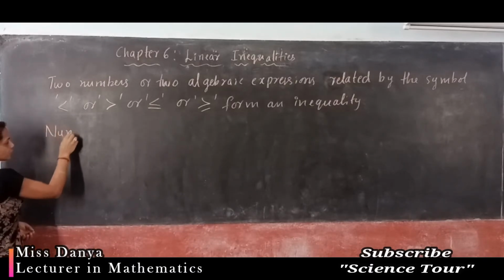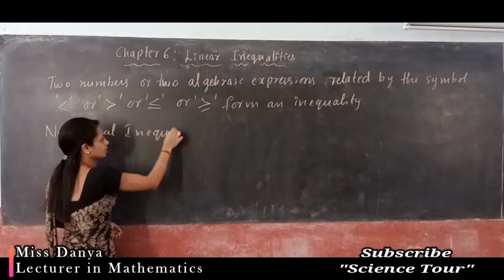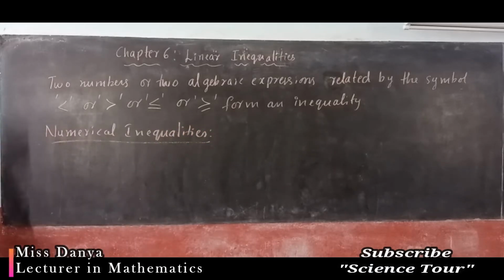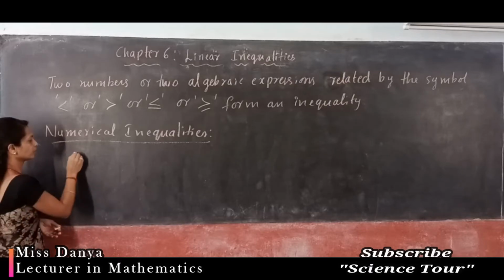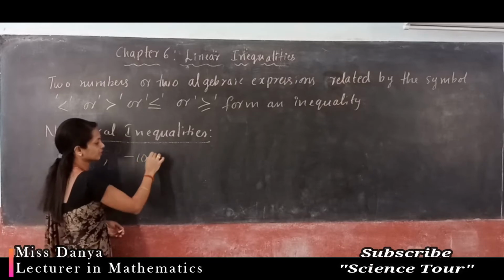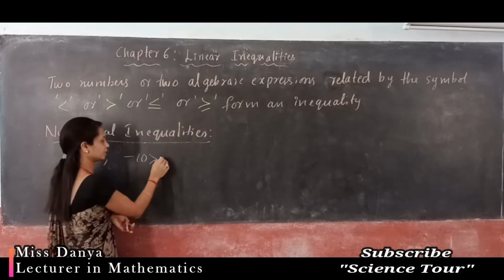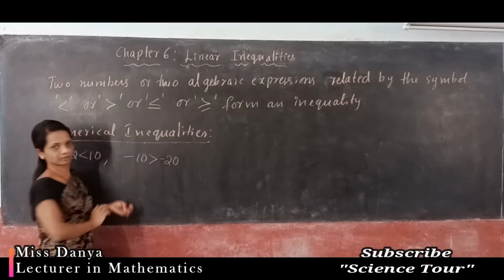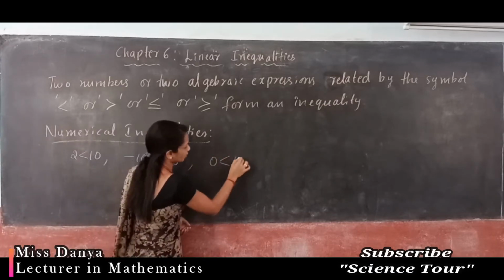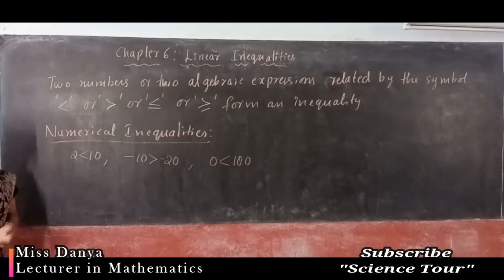Numerical inequalities means what? In numerical inequalities, you have only numbers. For example, 2 is less than 10, or minus 10 is greater than minus 20, like that. Or 0 is less than 100. Inequalities like these are called numerical inequalities.